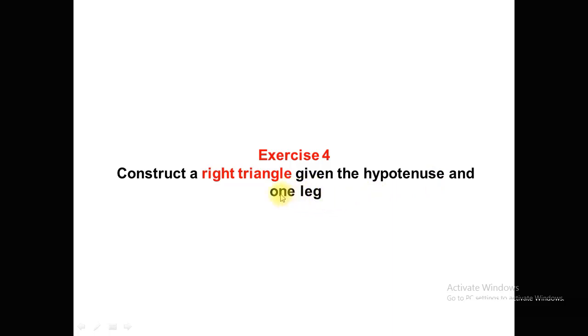When we are going to construct a right angle triangle, we know that a right triangle is a triangle in which the measurement of one angle is 90. For the construction of a right angle triangle, we have the length of the hypotenuse, the length of the other side, and the measurement of one angle which is 90 degrees.